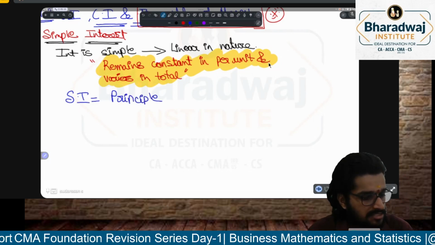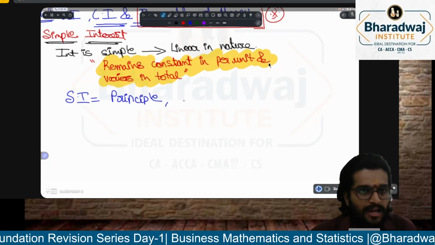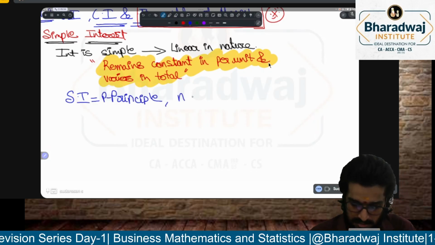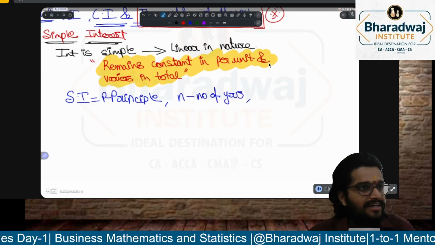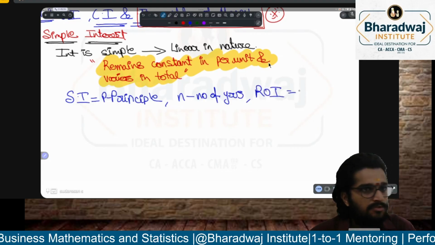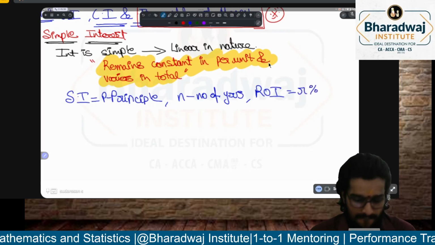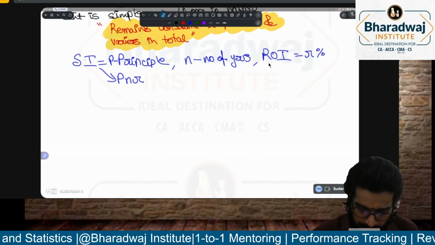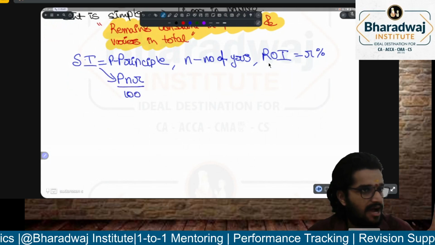You call that amount as principal. You are lending that amount for n number of years, at the rate of interest, you don't know what the rate of interest is, let me call it as R percentage. It's nothing but PNR by 100. I'm writing that R percentage as R by 100.